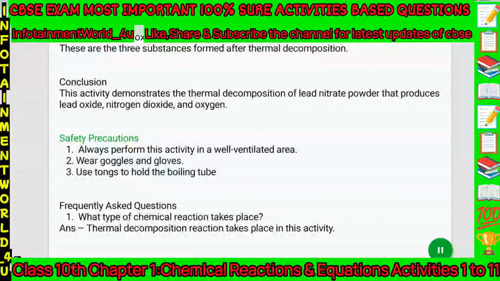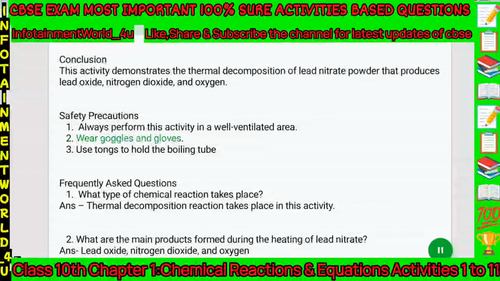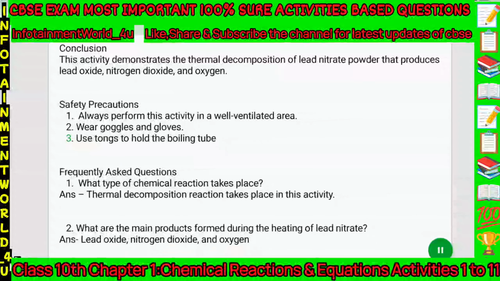Safety precautions. 1. Always perform this activity in a well-ventilated area. 2. Wear goggles and gloves. 3. Use tongs to hold the boiling tube.